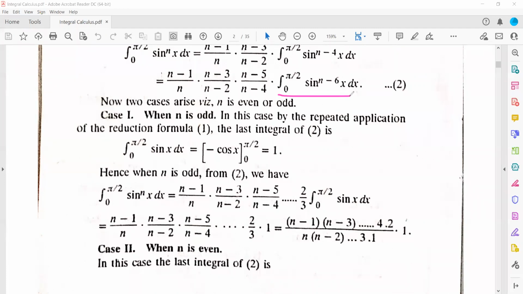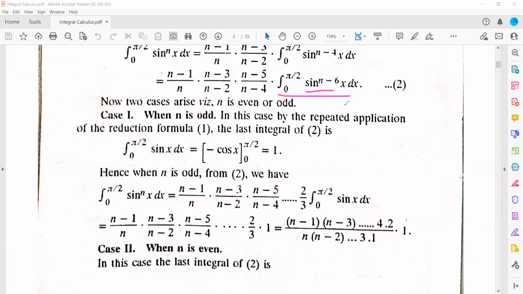Because in the first case, we have the power as sine n minus 2. Then in the second step, it is sine to the power n minus 4. Then in the third step, sine to the power n minus 6. So in every step, the power of sine decreases by 2. Is it not? So now tell me, if you go on like this, the next will be n minus 8, then n minus 10, n minus 12, n minus 14. Like this, it will go on.